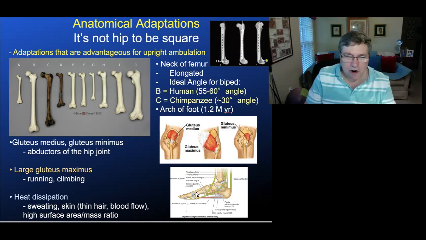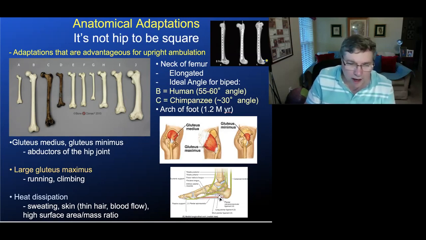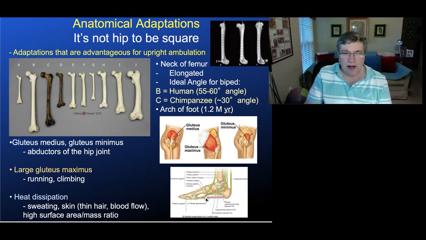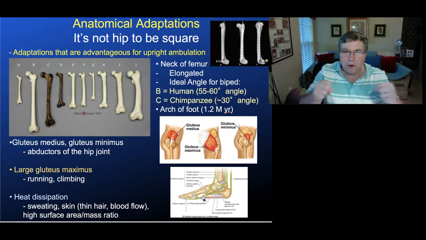Here's another thing, the arch of the foot. You notice this arch has some connective tissue like the plantar fascia, the calcaneonavicular ligament, etc. These tissues can actually store force and store energy like a spring.